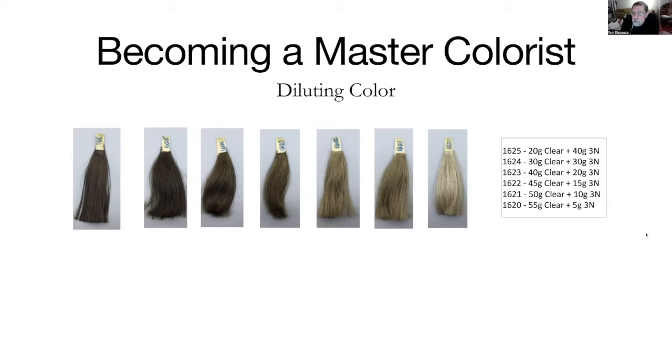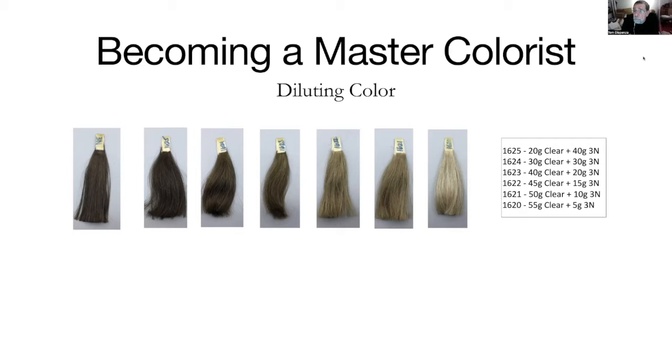So consequently, any color can be diluted. Now, this was permanent color that I diluted. You can do the same thing with deposit-only colors, with toners, with anything you want by simply adding clear. In this case, the clear that I added in each one of these cases was XL cream. Now, you do not need to have XL cream. I'm sure that whatever color line you use has some sort of a clear or just a lightening cream. Not a lightening cream with persulfates, but just a simple lightening cream. Otherwise, it would bleach and it would destroy the dye.